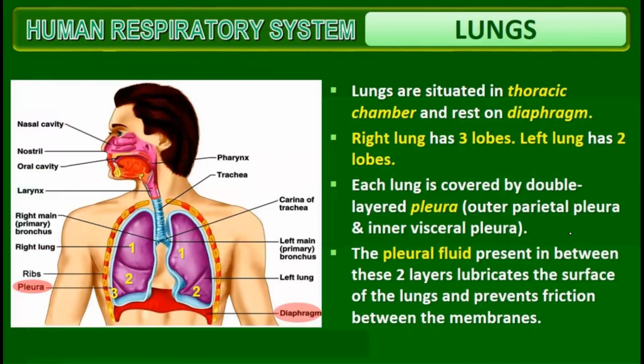Then come the lungs in the human respiratory system. Lungs are situated in the thoracic cavity, which is the thoracic chamber, and rest on the diaphragm. The right lung has 3 lobes, 1, 2, and 3. The left lung has only 2 lobes. Each lung is covered by a double layered pleura, the outer parietal pleura and the inner visceral pleura. The pleural fluid present between these two layers helps in lubricating the surface of the lungs and prevents friction from the membranes.